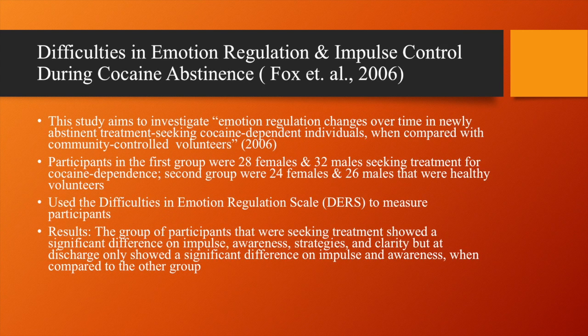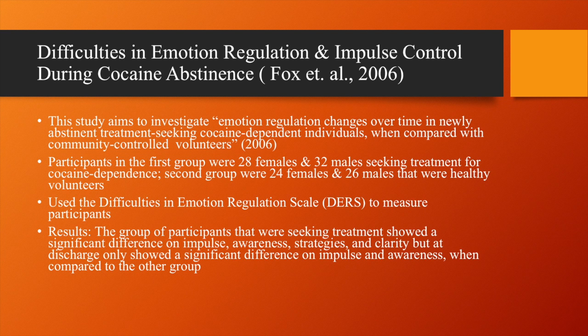The study that I found interesting was called Difficulties in Emotional Regulation and Impulse Control during Cocaine Abstinence, Fox et al. 2006. This study aims to investigate emotional regulation changes over time in newly abstinent treatment-seeking cocaine-dependent individuals when compared to community-controlled volunteers. Participants in the first group were 28 females and 32 males seeking treatment for cocaine dependence. The second group consisted of 24 females and 26 males that were healthy volunteers.